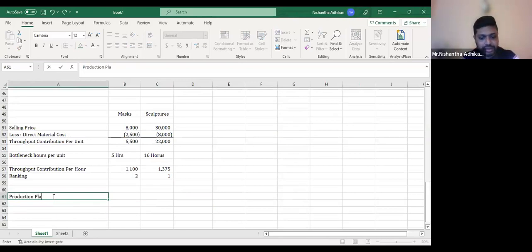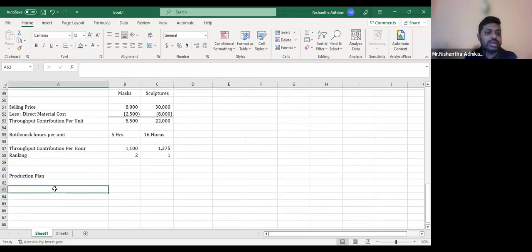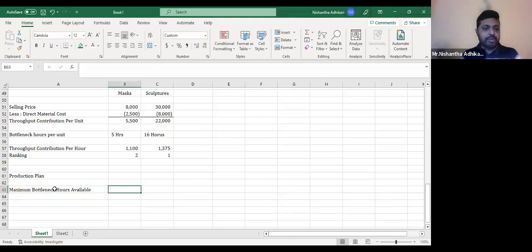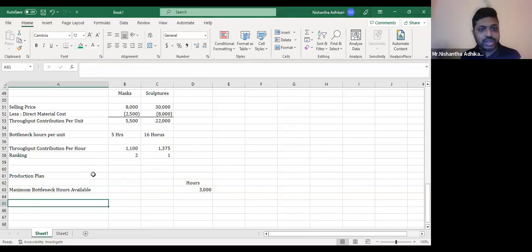Production plan. Maximum bottleneck hours available. I'll take 3,000 hours, right? 3,000 hours, it is available. Maximum 3,000. Okay, first production goes to sculptures. Therefore, first production, sculptures.